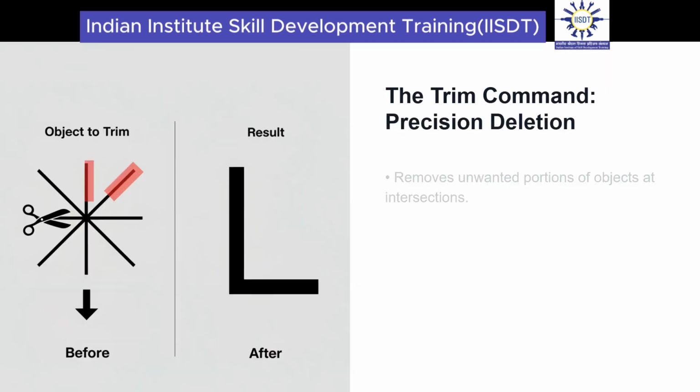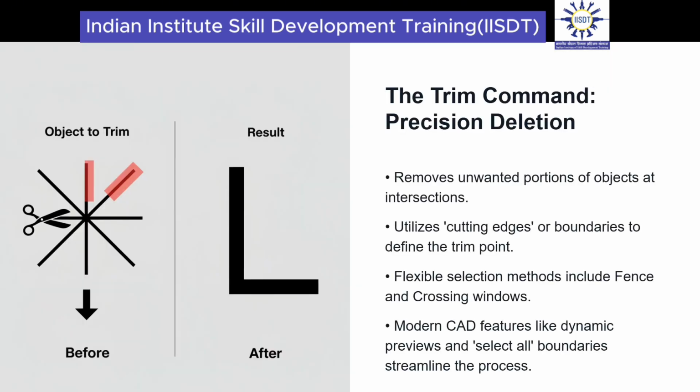Let's begin with the trim command, arguably one of the most frequently used tools in any drafter's arsenal. At its core, trim is a tool of precise deletion. Its function is to remove unwanted segments of geometry that overlap or intersect with other objects. The fundamental concept revolves around cutting edges and the object to trim. First, you define a boundary, the cutting edge, and then you select the portion of the object you wish to remove. This simple action is the key to cleaning up intersections, creating sharp corners, and ensuring your geometry is clean and unambiguous. But the power of trim lies in its versatility.